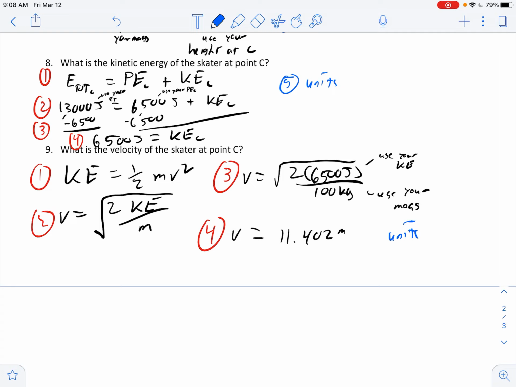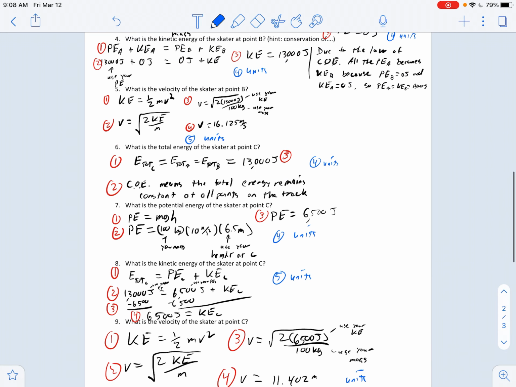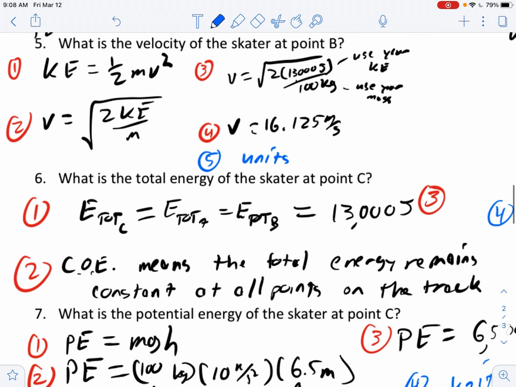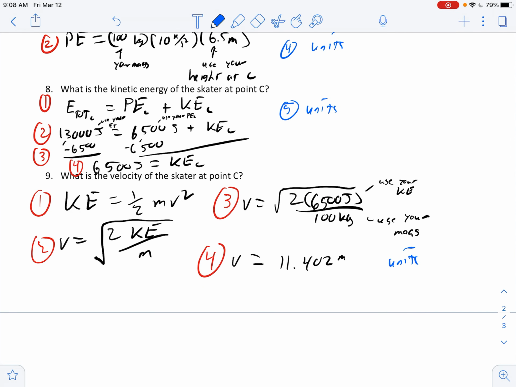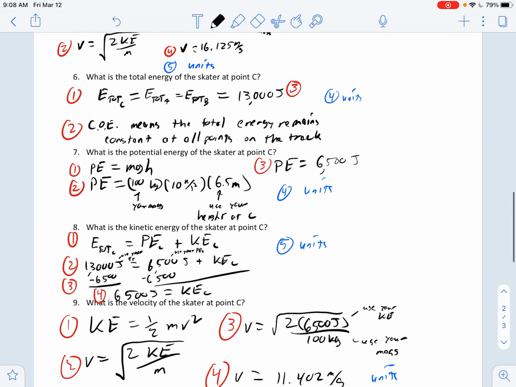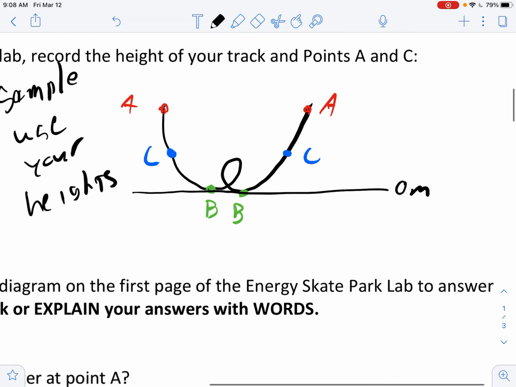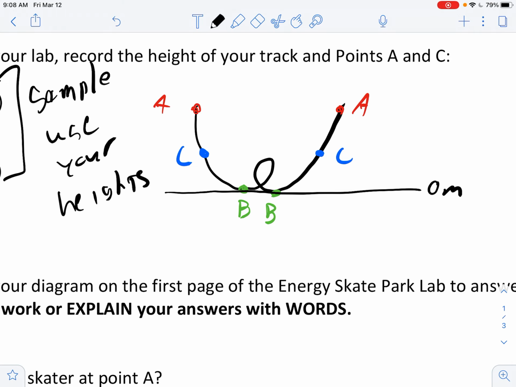Just as a way to do a quick mental check, if you compare how fast your skater's going at point C, you should see that that value is going to be something less than what you found at point B. So I found 16.125 at point B and 11.402 meters per second at point C. Okay, if we think about this conceptually, as the skater moves from A to C, they speed up. From C to B, they continue to speed up. So we would expect them to be moving faster at B than C. As the skater moves from point B back up to point C, they start slowing down, and then back up to point A is when they stop.